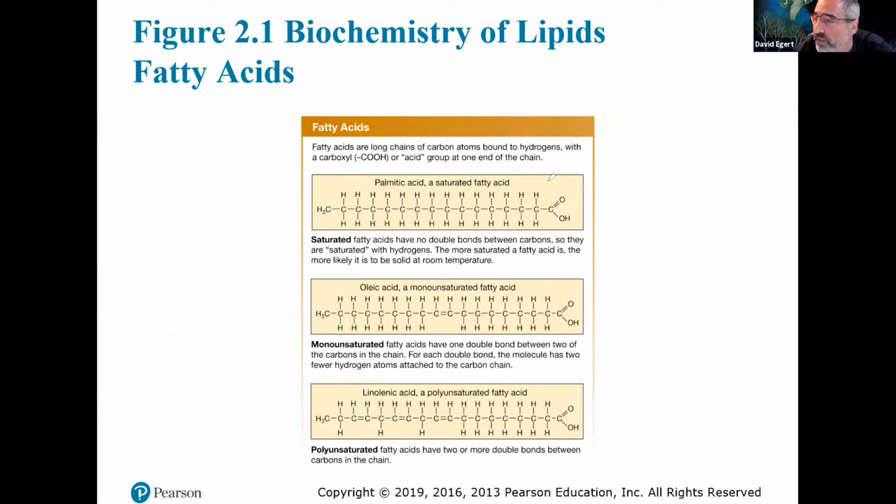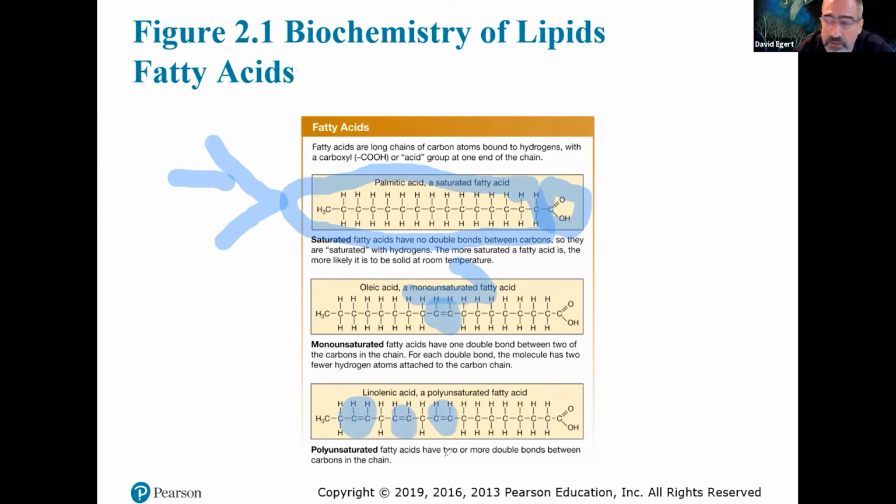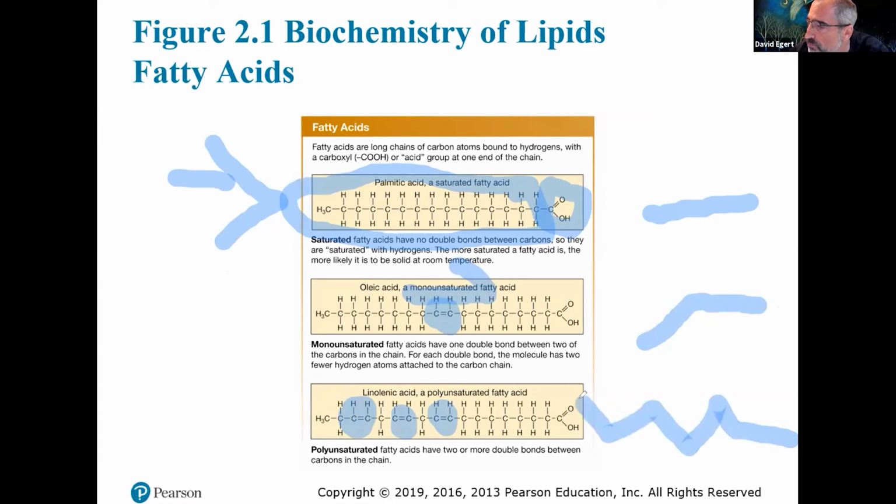Like I said, one side has that little carboxyl, and then you've got these big long hydrocarbon chains. A saturated fat has as many hydrogens as possible on there, and monounsaturated has like one point of unsaturation. Here we see many points of unsaturation, a polyunsaturated fat. This picture is not giving you the whole story, unfortunately, because it doesn't show the bending. This would be straight, this would be bent, this would have lots of bends.